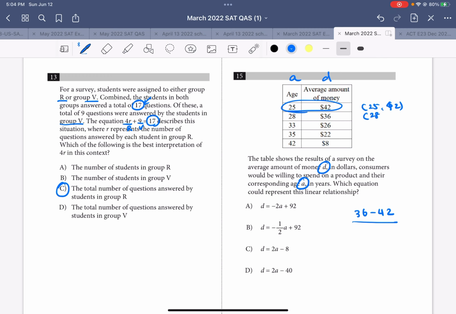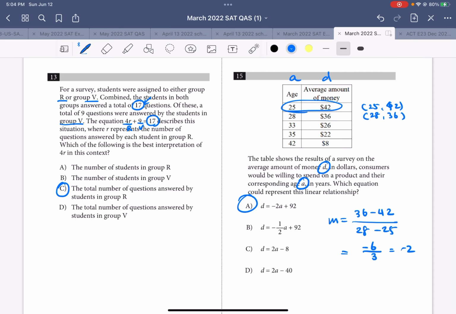42 and 28, comma 36. So y2 minus y1 over x2 minus x1, that is the slope. So slope is negative 6 over 3, so negative 2. So which equation has slope negative 2? So answer A.